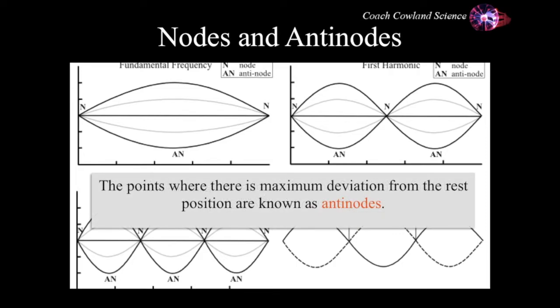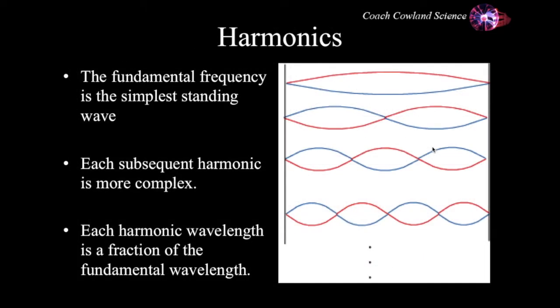The points where there is maximum deviation from the rest position are known as antinodes. So here is the antinode for the first one, and there are 2 antinodes for the second one. The fundamental frequency is the simplest standing wave that you can make. In a string, it would be a string that's attached at both ends, much like a guitar string, and when it's plucked in the middle, it vibrates and creates one antinode in the middle.